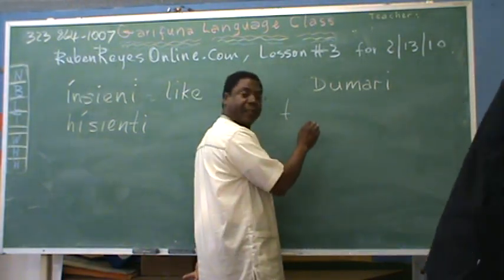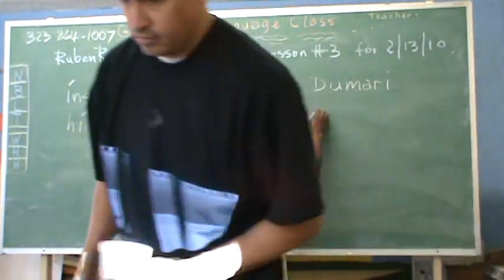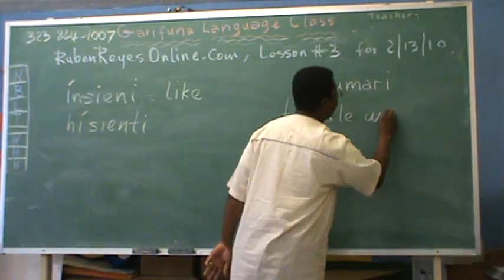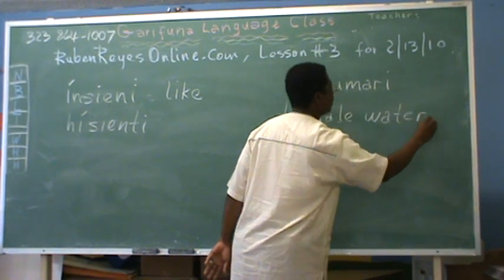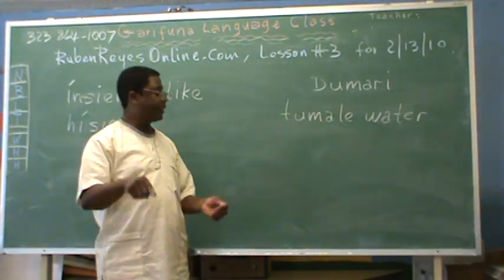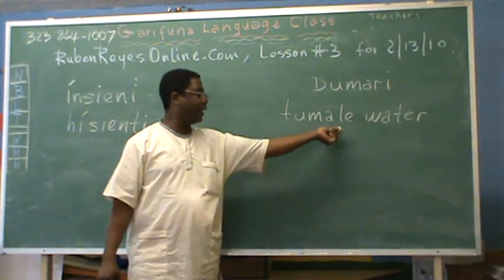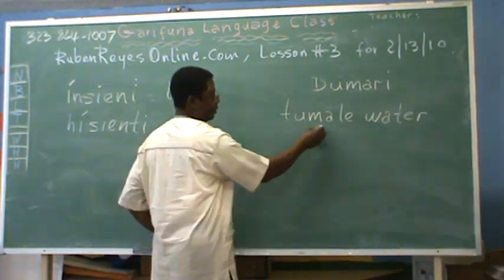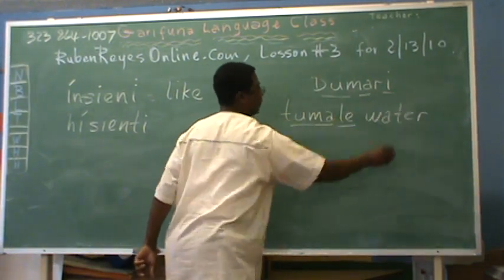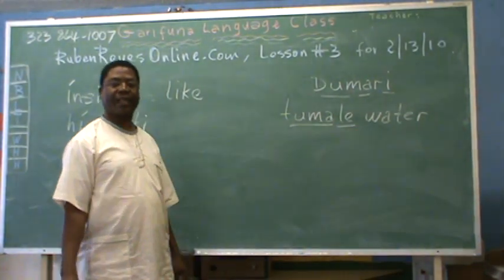How do you spell that? T-U-M-A-L-E. Tumale water, right? That's the water after you squeeze the cassava. In Yurume, this is how they call it. Tumale. Now look at it. Very similar. Tumale and dumari.